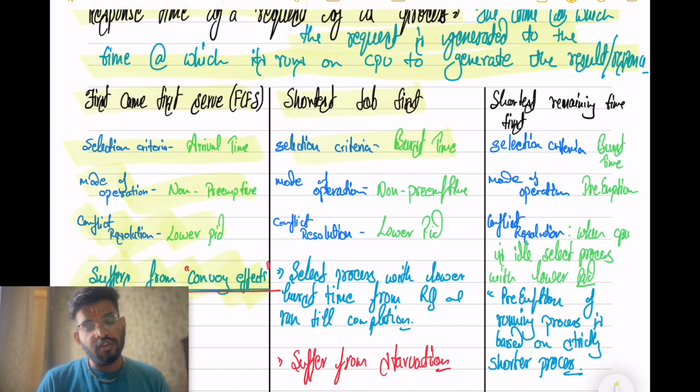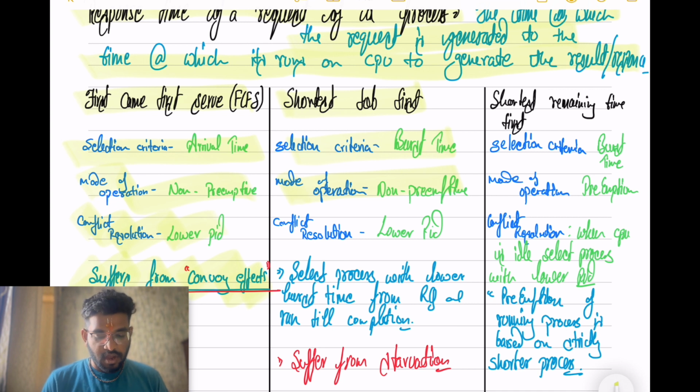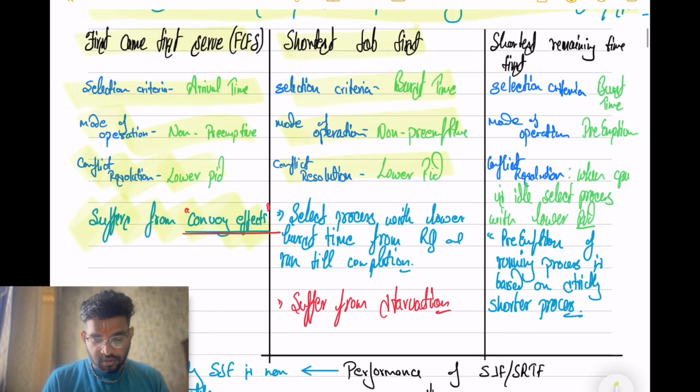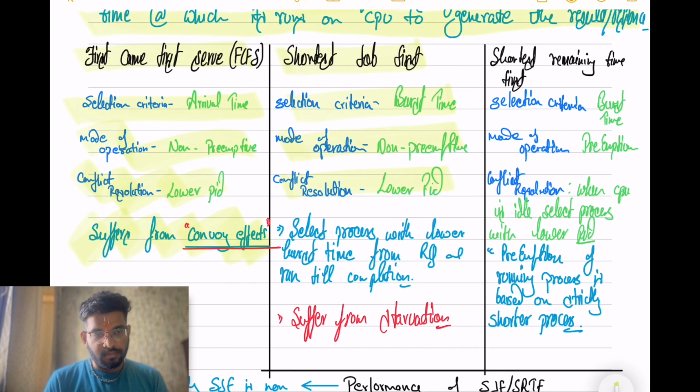Its mode of operation is also non-preemptive, which means if a process is scheduled on CPU, it won't get preempted by any other process with lower burst time. And conflict resolution is again done with the lower PID. It selects the process with lower burst time from the ready queue and runs it till completion.